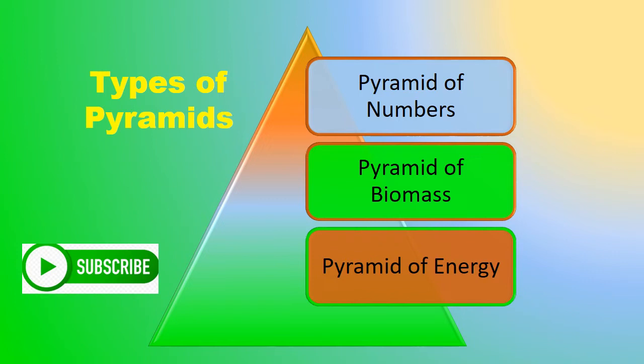Dear friends, as far as pyramids of numbers and biomass are concerned, these may be upright or inverted depending upon the nature of the food chain in the particular ecosystem. Like, it may be different in a grassland, forest, or aquatic ecosystem. But the pyramid of energy is the unique one. This pyramid of energy is always upright in every ecosystem taken into consideration.